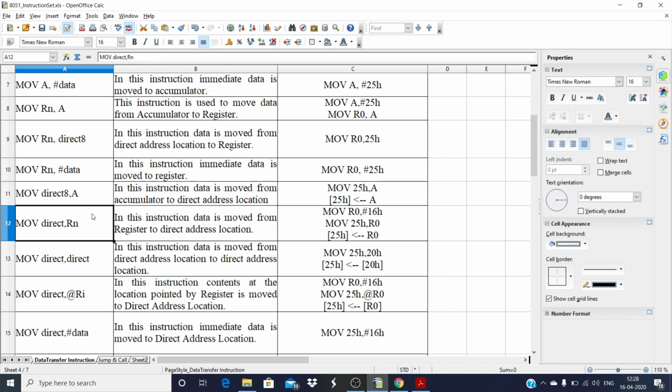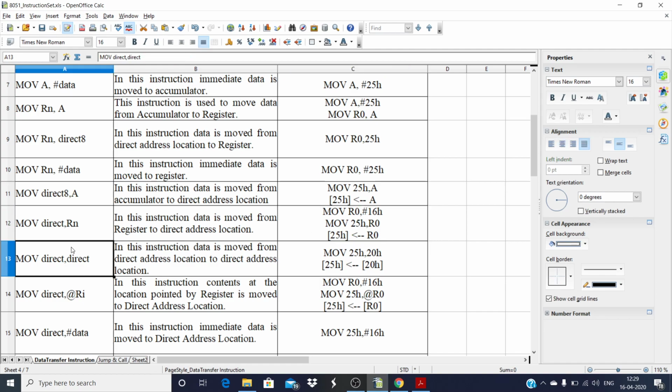Next instruction, move direct comma Rn. In this instruction, register contents will be moved from the register to the direct address location. For example, first of all, we will initialize R0 with value 16. Now move 25h comma R0. Here, whatever the value of R0, which is 16, will be moved to the address 25h. Means the contents of 25h will now be 16.